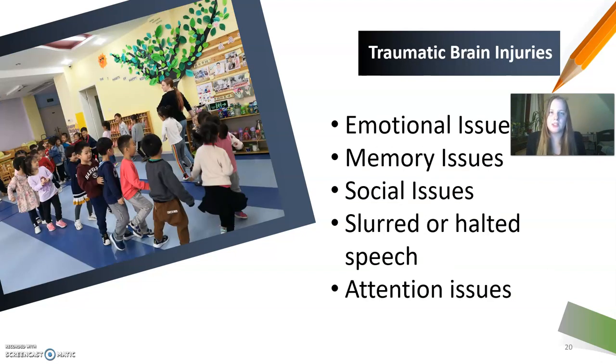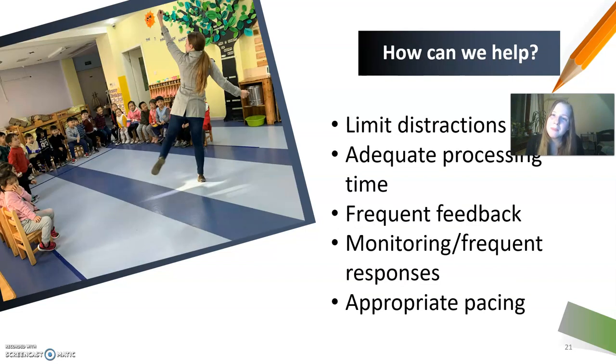Traumatic brain injuries could happen when a child falls at a young age, could happen based off of a car accident. Pretty much anything that damages the brain traumatically is a traumatic brain injury. It can lead to emotional issues, memory issues, social issues, slurred or halted speech, and even attention issues. How do you help that? How do you help these kids?